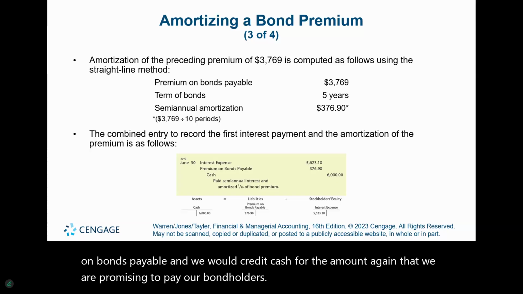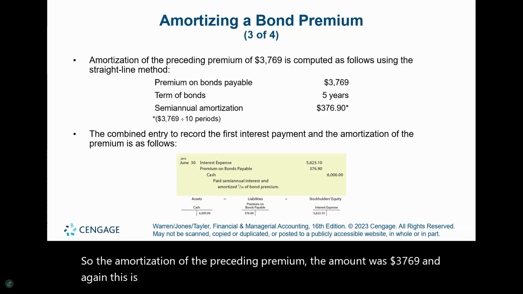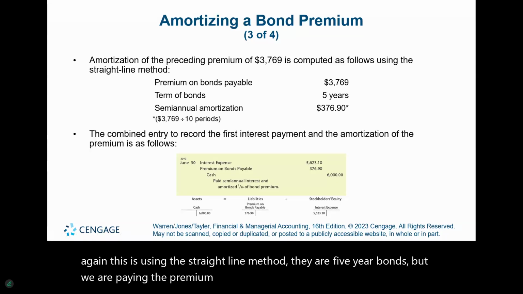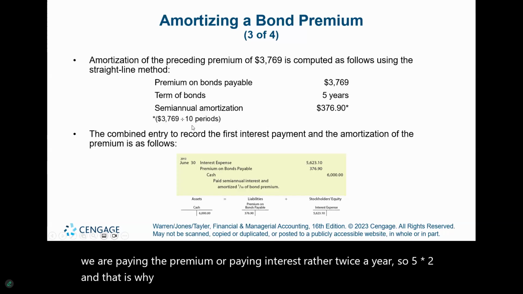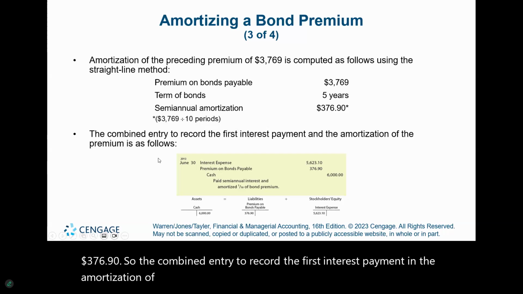So the amortization of the preceding premium was $3,769, and again, this is using the straight line method. They are 5-year bonds, but we are paying interest twice a year, so 5 times 2, and that is why we are dividing by 10. So the semi-annual amortization is $376.90. So the combined entry to record the first interest payment and the amortization of the premium is as follows.